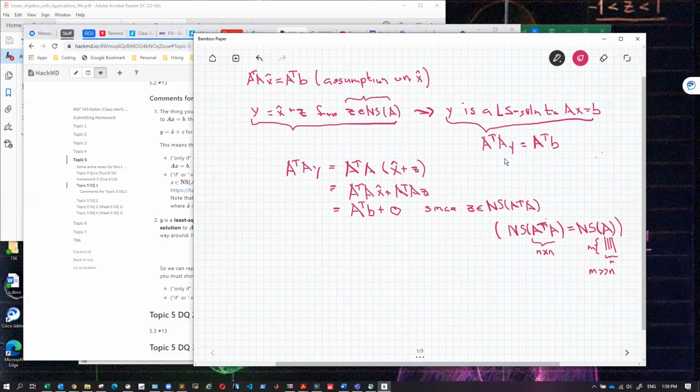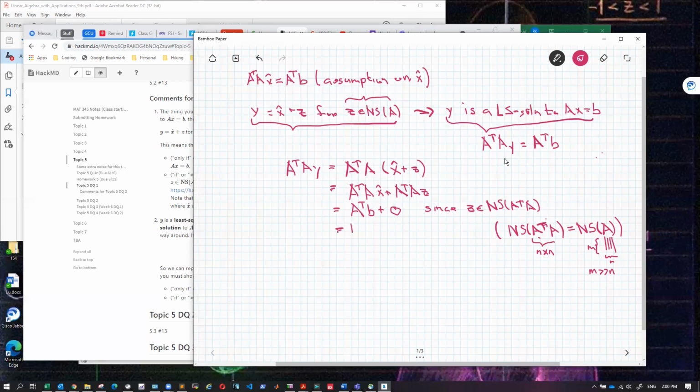When you're in that kind of situation, because this is sort of random data, typically these columns are going to be independent of each other. They're not going to have any dependence. And so this matrix here will be invertible. But in terms of this proof, we're done.